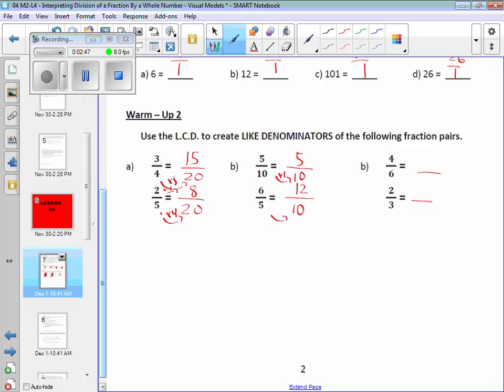And what about 4/6 and 2/3? 4/6 is, it stays the same. Then 2/3 becomes, did you get it? Want to do it now? He's right. Yep, 2 times 2. Okay?